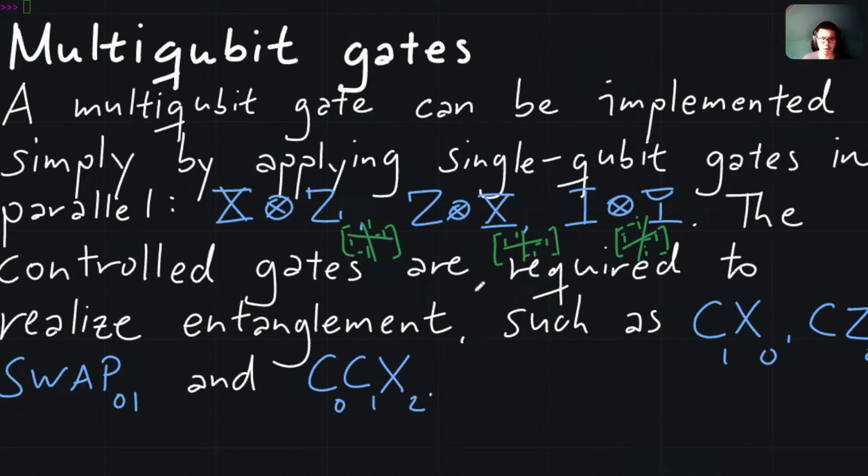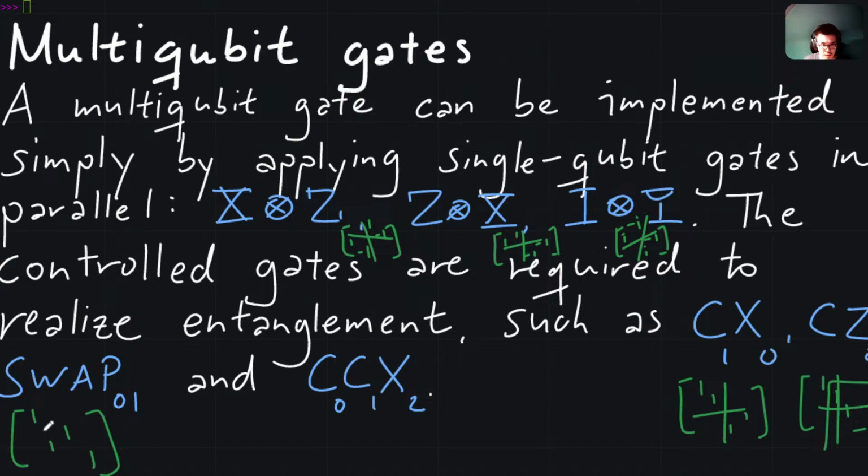Control gates are required to realize entanglement, such as CX, which has the control on the first, and then the CZ, which is symmetric. We have swap, which is also symmetric. And then we have the Toffoli, which is only symmetric between the controls.